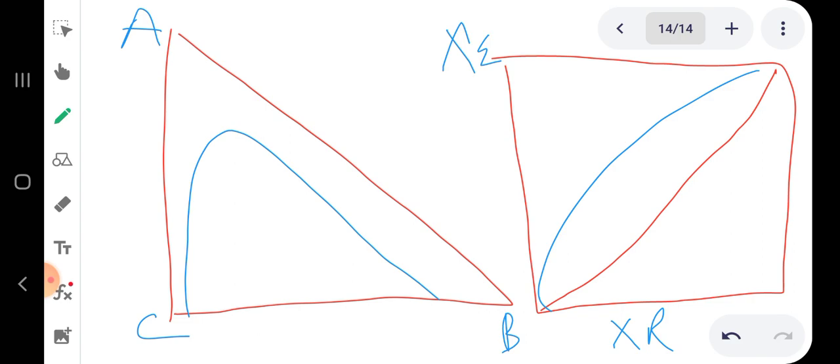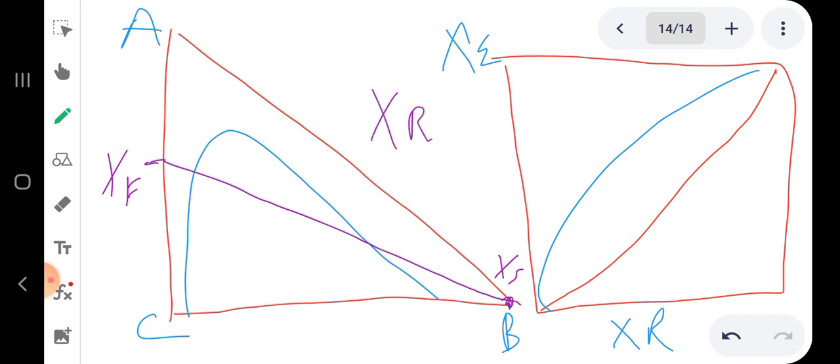Then what do you do? First you specify where your XF and XS are, same as all previous problems. So suppose your XF is somewhere here, and suppose XS is there. Then what you do, you connect a line between this XF and XS. Okay, and again you need to have your XRN because it's a design problem. So let's say XRN on the raffinate curve is here. This is XRN.